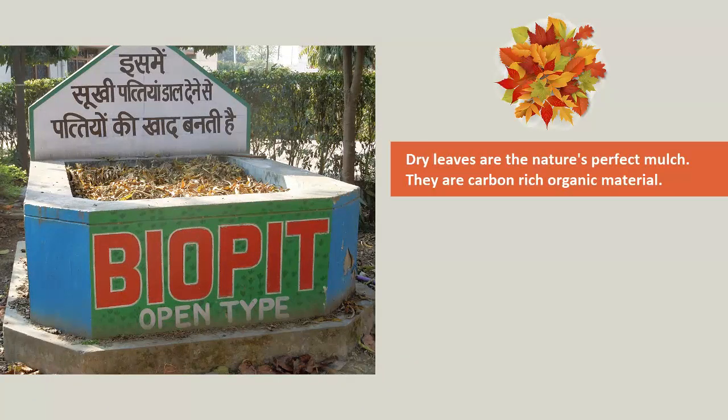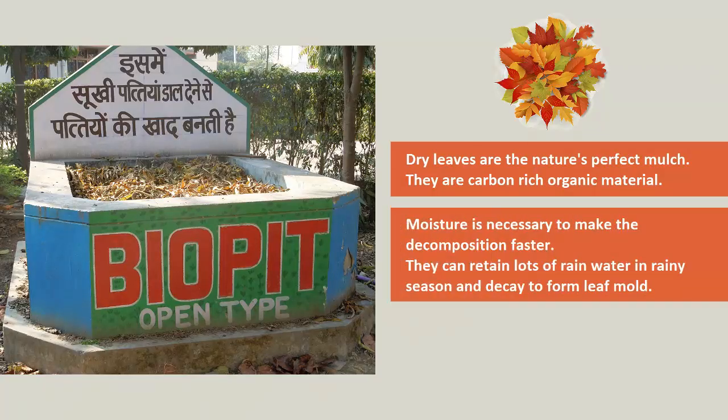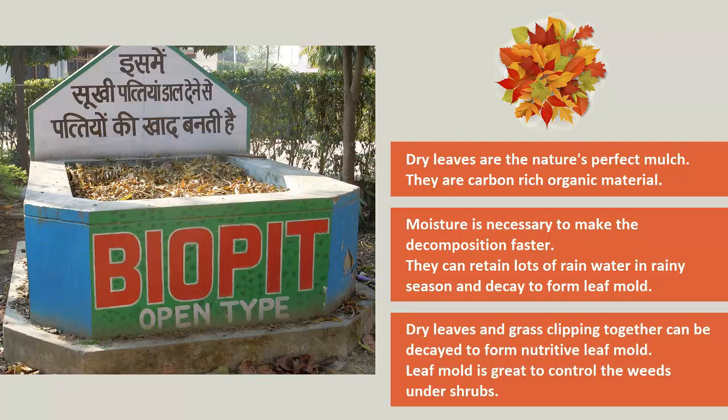Dry leaves are nature's perfect mulch. Dry leaves are carbon-rich organic material. Moisture is necessary to make the decomposition faster. They can retain lots of rainwater in rainy season and decay to form leaf mold. Dry leaves and grass clippings together can be decayed to form nutritive leaf mold. Leaf mold is great to control the weeds under shrubs.